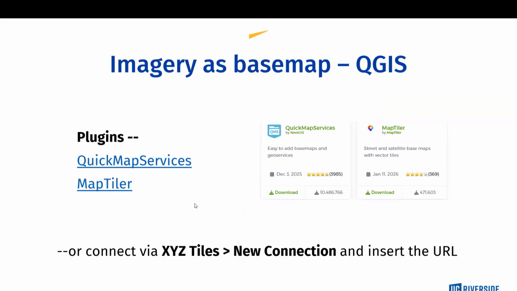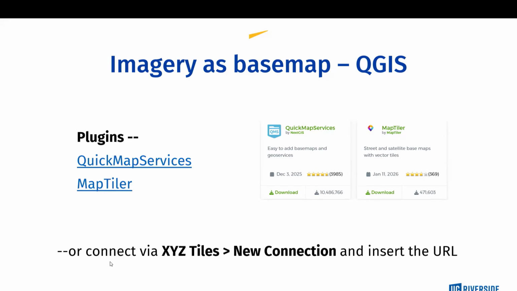In QGIS, it doesn't really come with imagery loaded in immediately, but what QGIS is famous for is having plugins that enable you to do specific things that it does not come with natively. And in this case, there are two plugins that can provide different imagery sources as a base map.